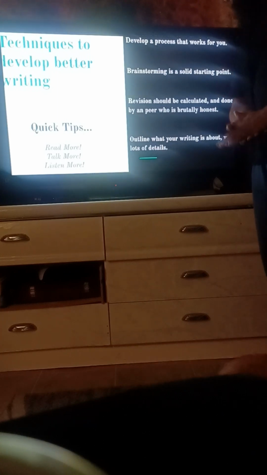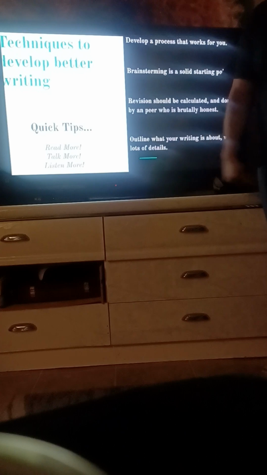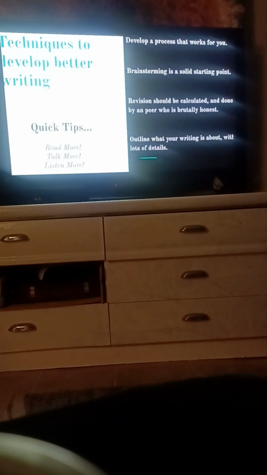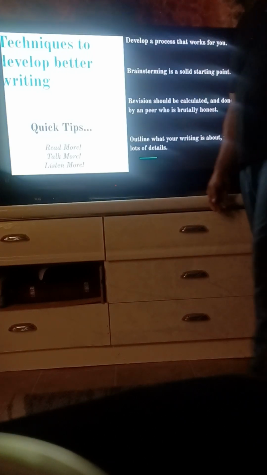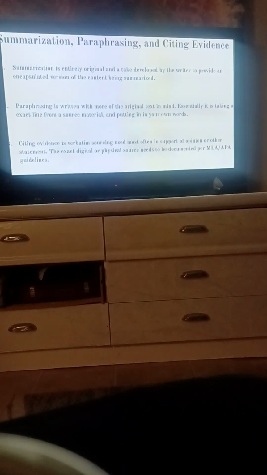Outline what your writing is about with lots of details. I forgot to mention that the outline in this particular case should be approved by the instructor. That assures that the topic is student appropriate and that it is something the writer can pursue. Next: summarization, paraphrasing, and citing evidence.